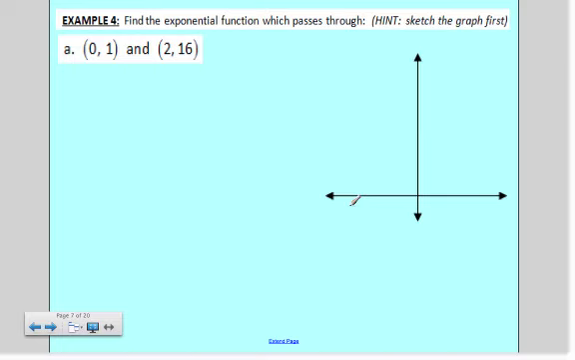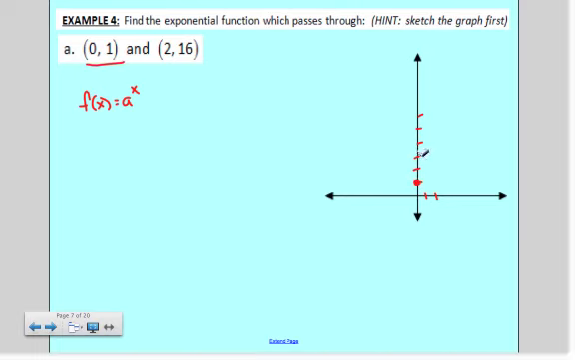Okay, so find the exponential function which passes through. All right, remember this is a standard point on all exponential functions with a coefficient of 1. So we're going to say, all right, well, let f of x equal a to the x. And here it says, let's sketch the graph first. So let's plot that point 0, 1 on there and estimate where 2 and 16 would be.